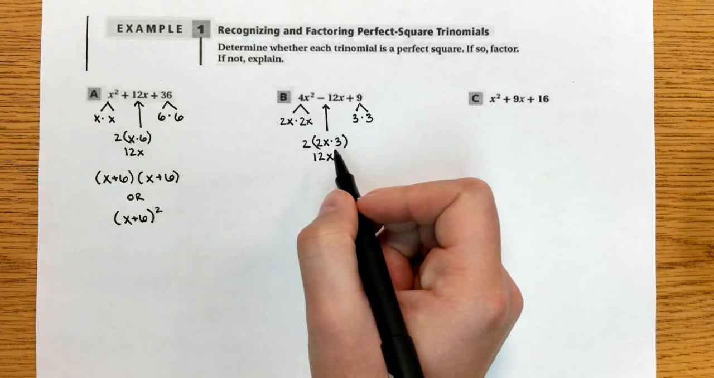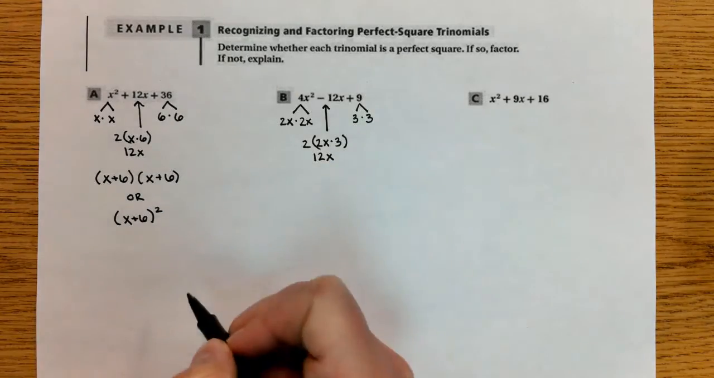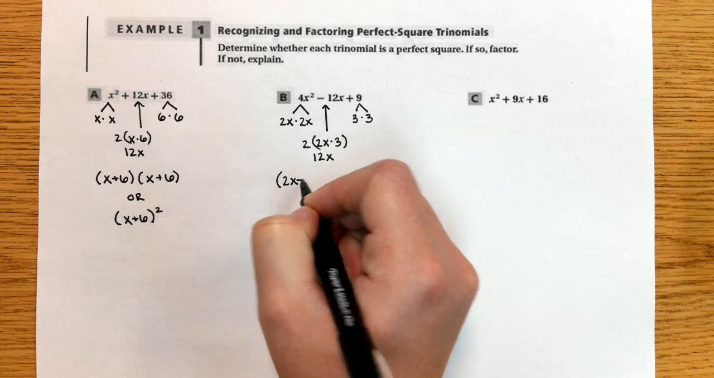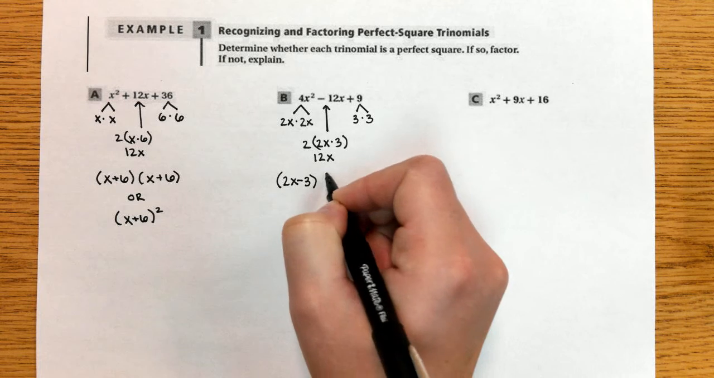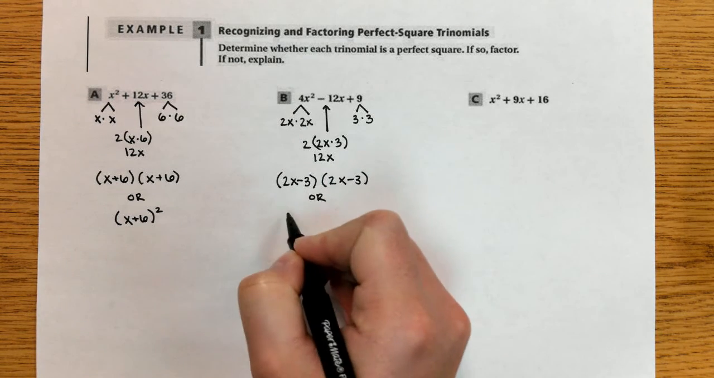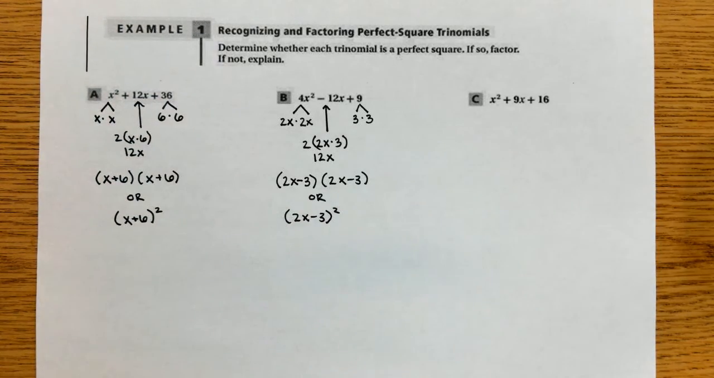So we have to write this 9 as negative 3 times negative 3. So this is going to become 2x minus 3 times the quantity 2x minus 3. And then again, you can rewrite this using an exponent. So 2x minus 3 squared.